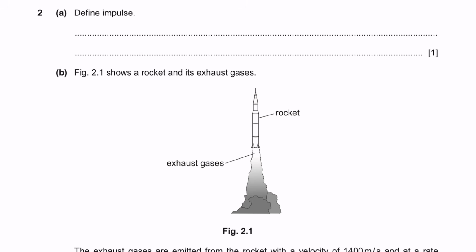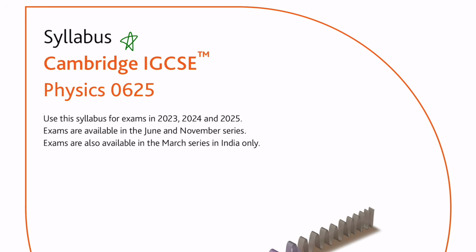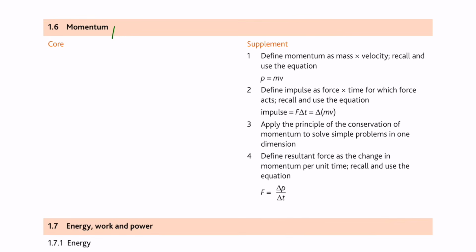Next, question 2A. Define impulse. If you're unfamiliar with the definition of a certain term in your syllabus, you can use your course specification to help you with that. Just make sure that you're using the right one, and this is from 2023 to 2025. I will share the link to this PDF copy in the description box below this video. Under your subtopic of momentum, you will see that the definition of impulse has been given to you as force times the time for which the force acts. And you are also given the equation of impulse.